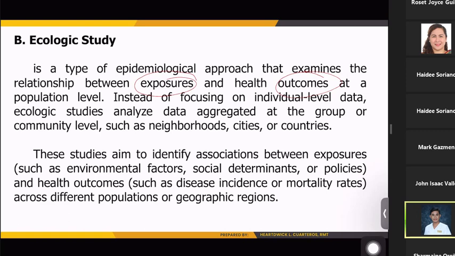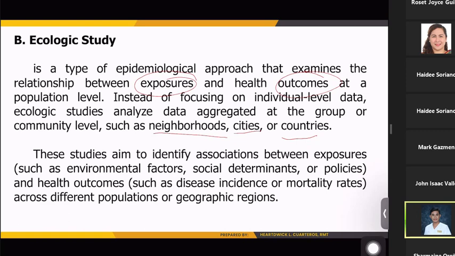Okay? So, instead of focusing on an individual level of data, ecologic studies now analyze data aggregated at the group or community level, such as your neighborhoods, cities, and countries. Okay? So this study aims to identify the association between exposure such as your environmental factors, social determinants or policies, and health outcomes such as your disease incidence, mortality rates across different populations, and your geographic profiles.